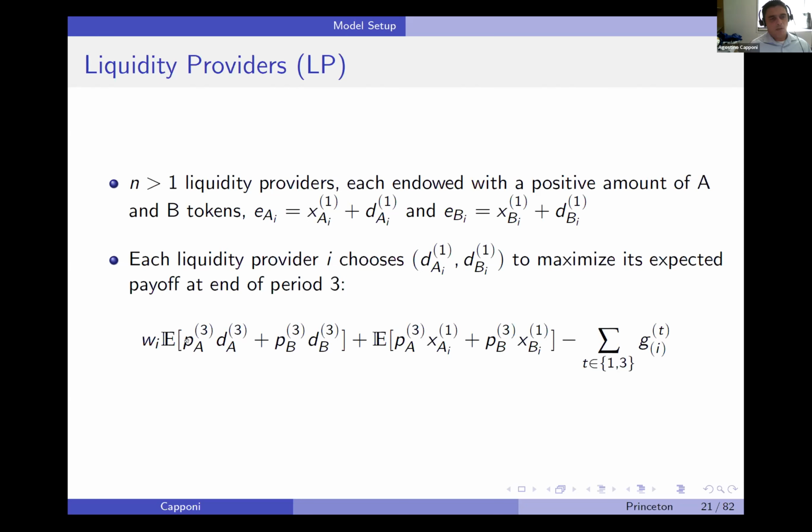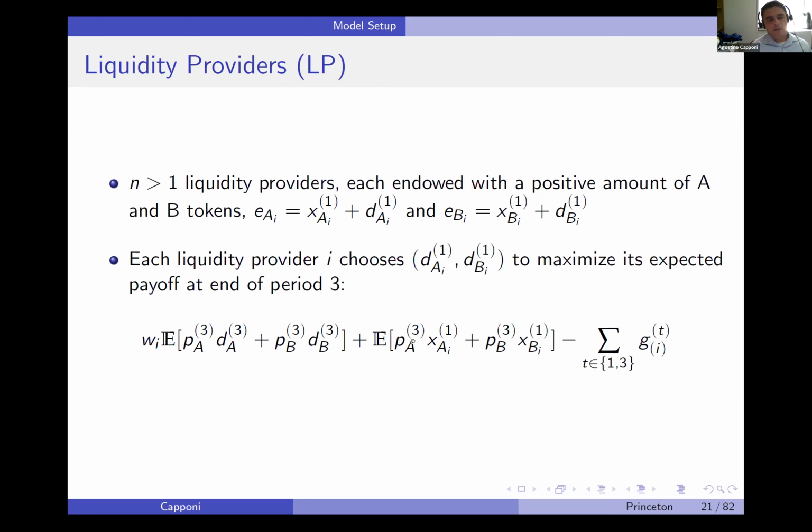So the first quantity, the expected value of PA3 DA3 plus PB3 DB3, is essentially the value of the tokens that are in the pool, right? DA is the one that you have deposited. You deposit today, which is period 1, but then there will be trades, there will be arbitrage. So what you get out at the end of the period is not necessarily what you have deposited, right? And also, of course, the prices of these tokens will change.